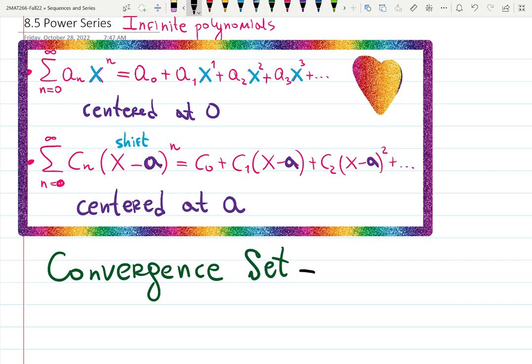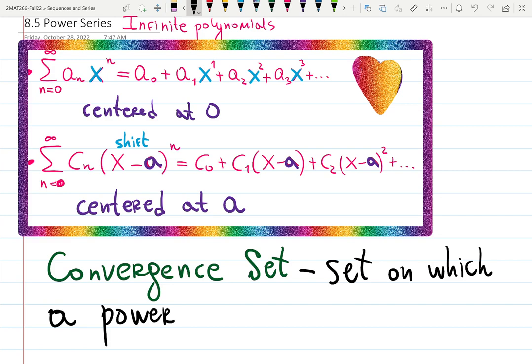So convergence set is a set, guess what, where the power series converges. Not very creative. A set on which the power series converges.